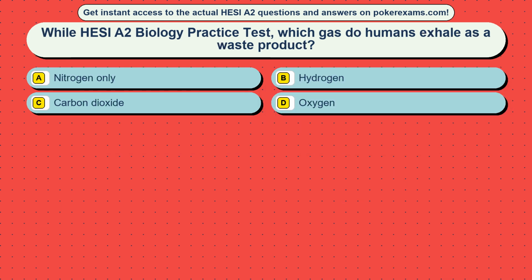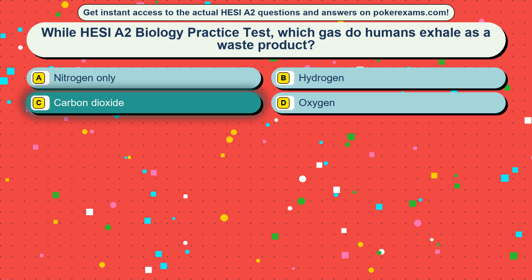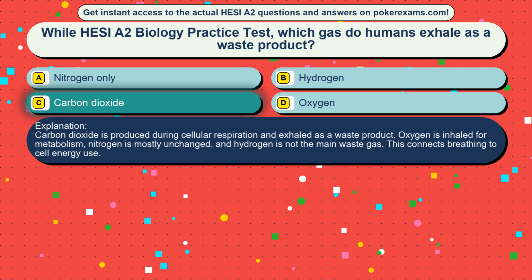Question 7. While HESI A2 Biology Practice Test, which gas do humans exhale as a waste product? Option A, nitrogen only. Option B, hydrogen. Option C, carbon dioxide. Option D, oxygen. The correct answer is option C, carbon dioxide. Carbon dioxide is produced during cellular respiration and exhaled as a waste product. Oxygen is inhaled for metabolism, nitrogen is mostly unchanged, and hydrogen is not the main waste gas. This connects breathing to cell energy use.